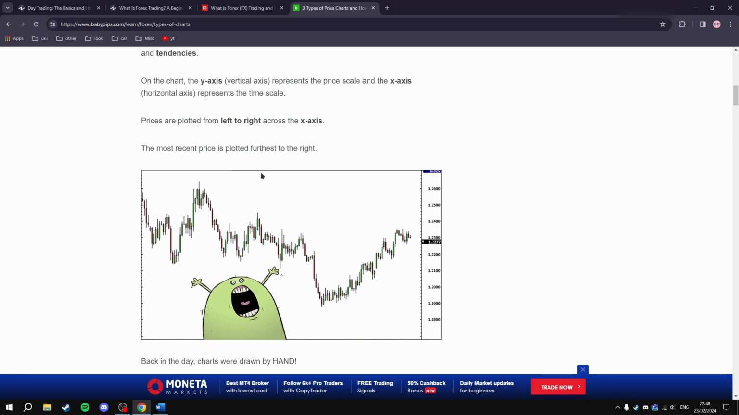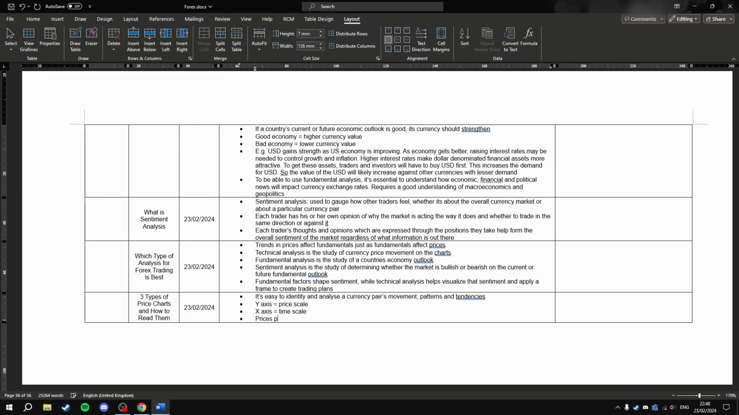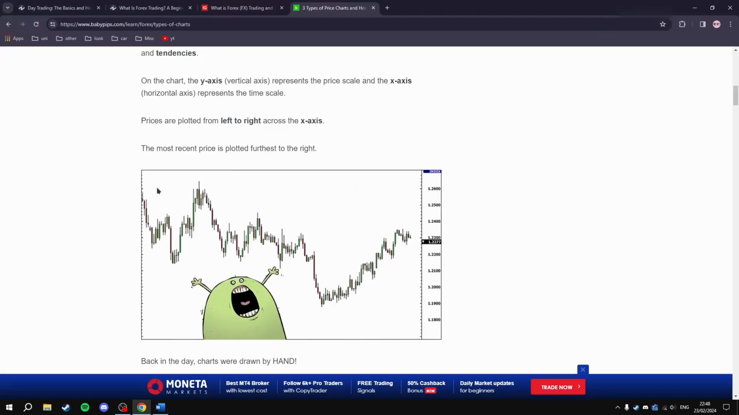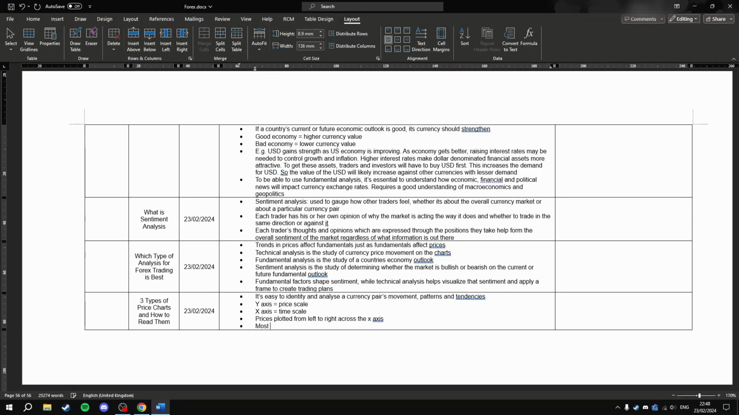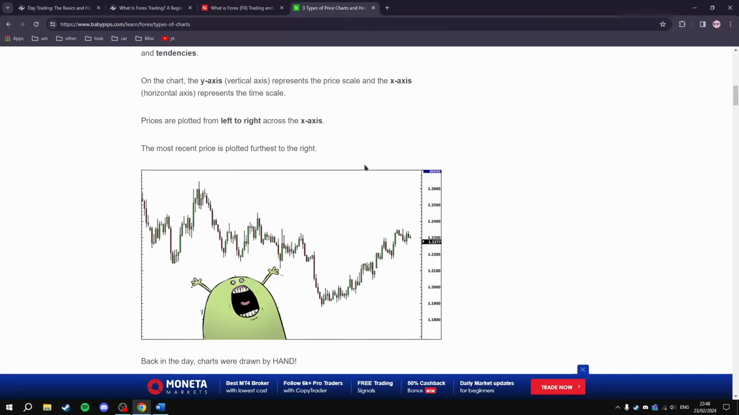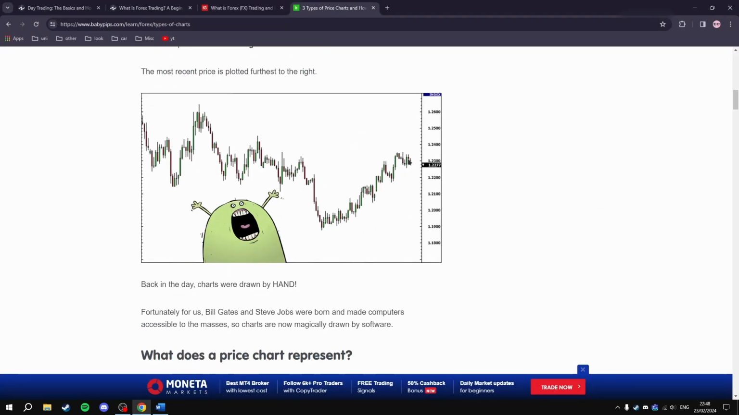Prices are plotted from left to right across the x-axis. The most recent price is plotted furthest to the right. So most recent price is here.